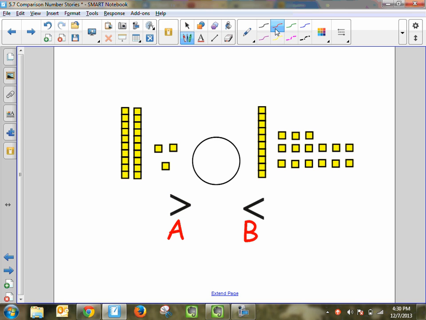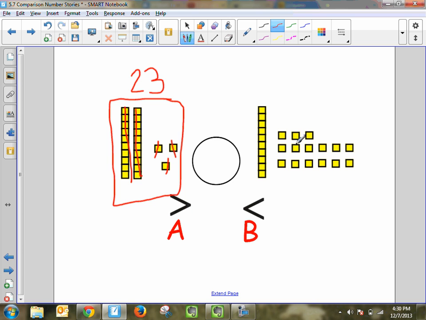So again, the first thing we want to do is count and see how much each group is worth. So let's start over here by counting this group on the left. So let's go ahead and count again. This would be 10, 20, 21, 22, and 23. So again, just like the previous problem, this one was worth 23.